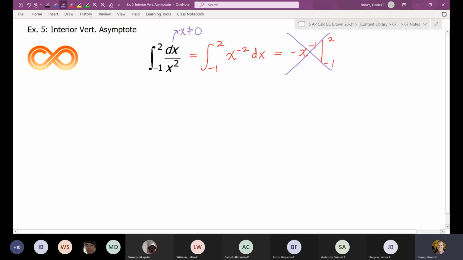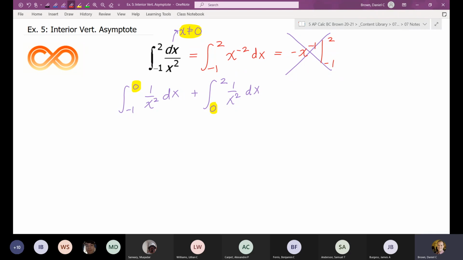The way that we take care of that 0 is we're going to split up the integral at the vertical asymptote. So I'm going to have 1 over x squared dx. That first integral is going from negative 1 to 0. And I'm going to add to that the integral from 0 to 2 of the same thing with respect to dx. So again, the issue was that x cannot be 0, so I split up this integral so that 0 is the dividing point between it.